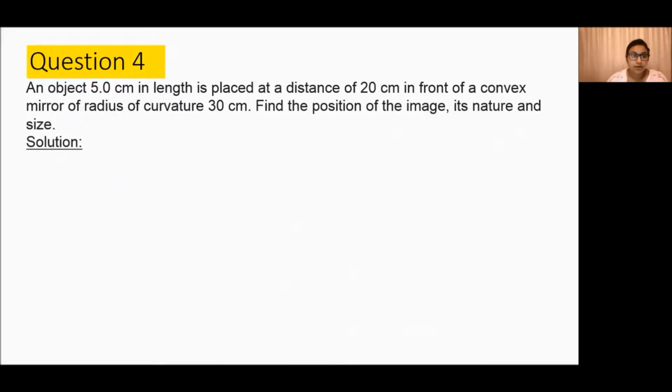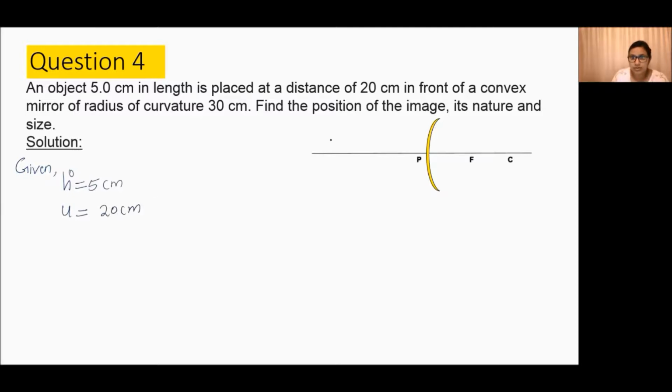Question number 4. An object 5 centimeter in length is placed at a distance of 20 centimeter in front of a convex mirror of radius of curvature 30 centimeter. Find the position of the image, its nature and size. So it's a convex mirror. What are given here? So given, object height is given, that is h naught is 5 centimeter. U is given 20 centimeter.